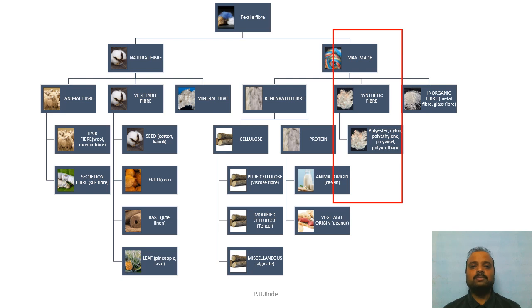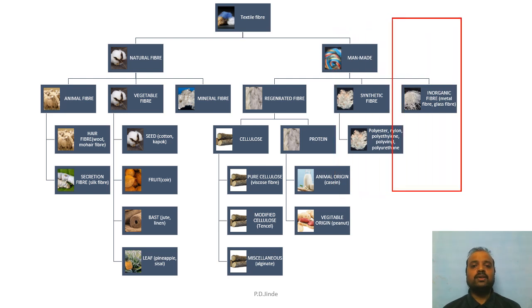These regenerated fibers are further classified based on whether the natural source is cellulosic or proteinous. So pure cellulose, when converted into fiber, an example of these fibers is viscose fiber. Whereas when the modification in the cellulose takes place with certain chemicals, and the chemical structure of a fiber is altered, a new kind of fiber is created, that is called modified cellulose fiber. An example of modified cellulose fibers is tencel.